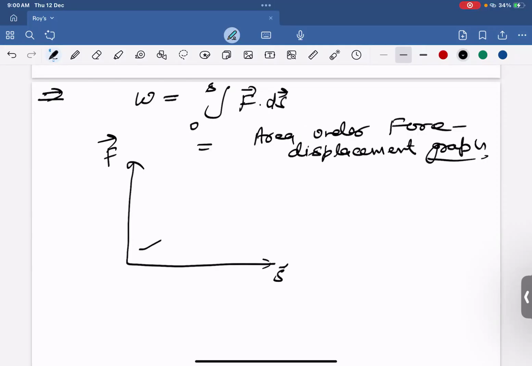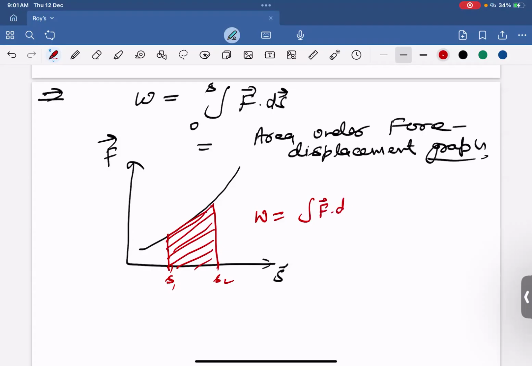and the graph may be like this, and you want to find the area between displacement S1 and displacement S2. So you can take the space between S1 and S2, enclose it with the displacement axis, and then you can find the work done. That is F dot ds, and the integration limit will be from S1 to S2. Understood?